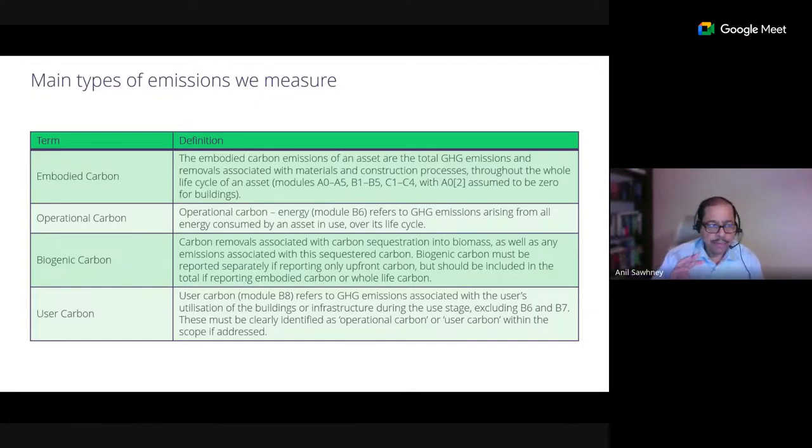The last major type of emissions that we are going to worry about is user carbon. Okay, user carbon refers to all GHG emissions, again measured in CO2 equivalent, associated with the user's utilization of the buildings or infrastructure during its use stage. So, user carbon, imagine you guys came to this building for this meeting. Whatever emissions you caused while coming to the building that you are in are called user carbon.